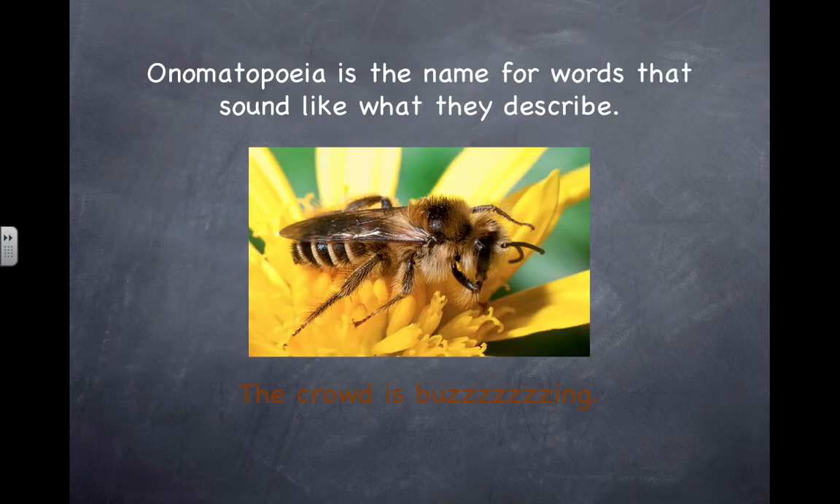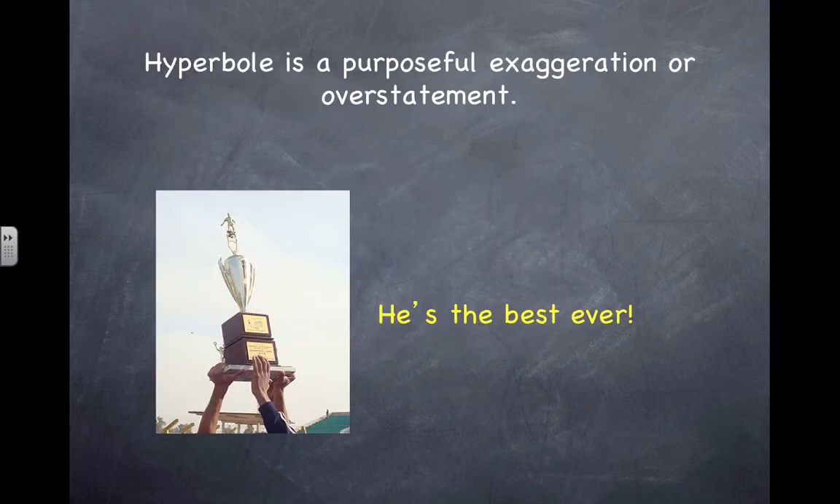Next, onomatopoeia is the name for words that sound like what they describe. So for example, the crowd is buzzing. When we think of the word buzzing, we think of bees, insects, but not humans. In this case, onomatopoeia allows us to put buzzing in the sentence in order to show that the crowd was loud, maybe they were making a lot of noise, and this is effective in that way.